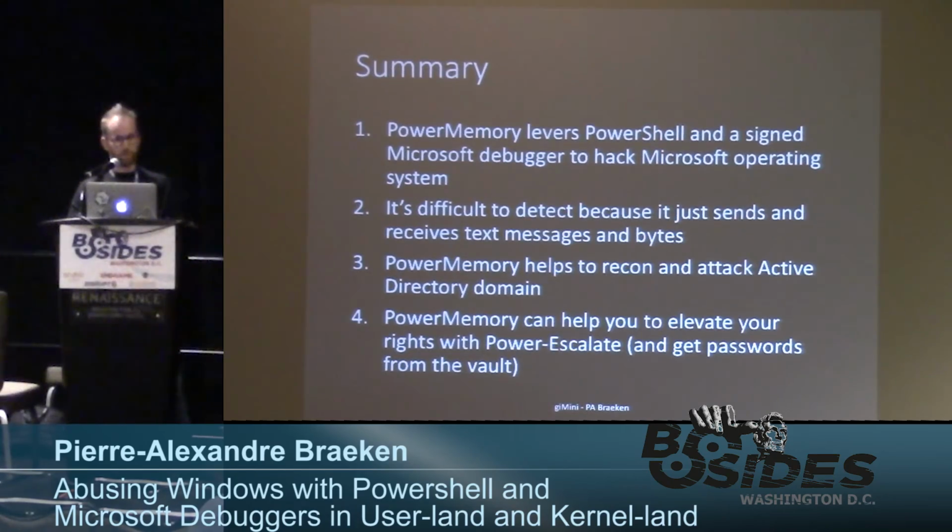Other thing, the summary. PowerMemory leverages PowerShell and a signed Microsoft debugger to hack the Microsoft operating system. It's difficult to detect because it just sends text and bytes to the debugger. So if you look at the activity, it's not very obvious to detect, oh, it just sent 0, 1, and then it just sent 8, F. It won't be very easy to detect. You can also make reconnaissance of an Active Directory domain, and you can also try to escalate on a workstation and endpoint. Thank you very much.